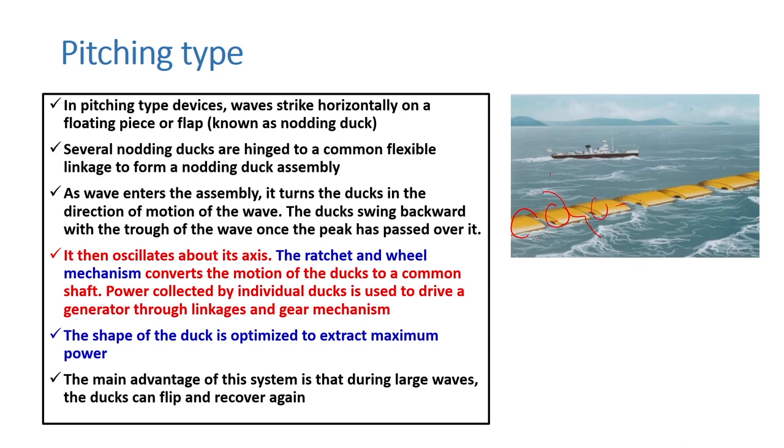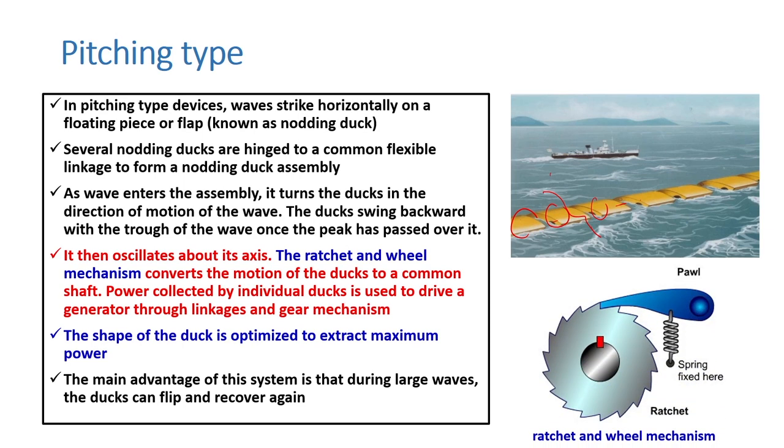It then oscillates about its axis, and a ratchet and wheel mechanism converts the motion of the duct to a common shaft. The power collected by individual ducts is used to drive a generator through linkage and gear mechanism.